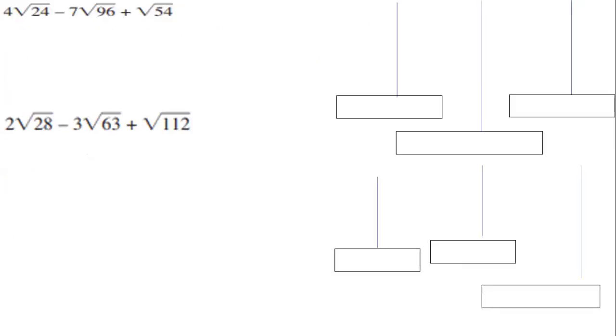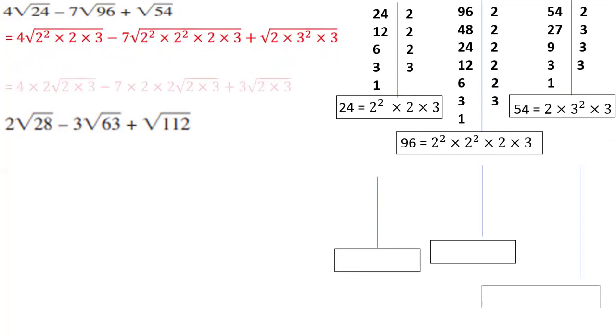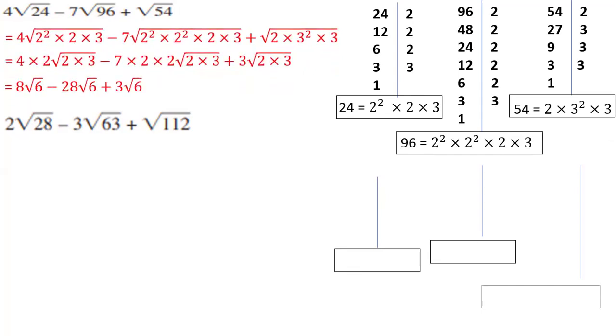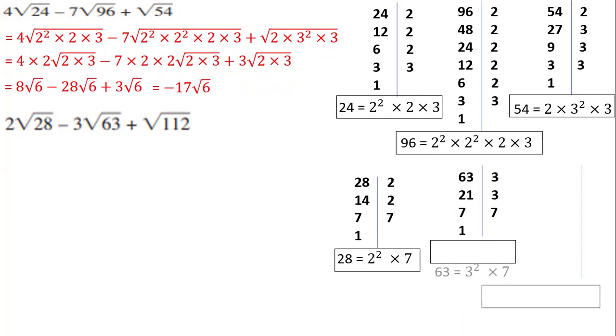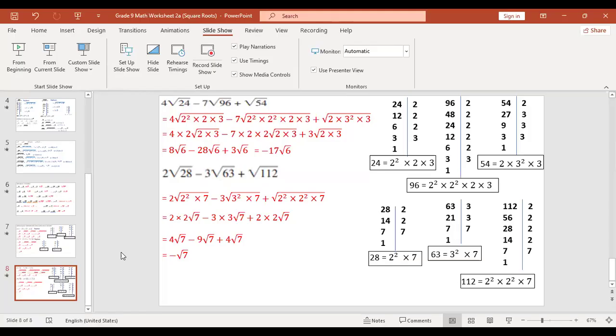I still have 2 more examples for you to solve in the same way. I do the prime factorization for non-prime numbers. I replace them. And after that, I simplify and calculate. These examples are so easy. Please practice them and calculate your answers.